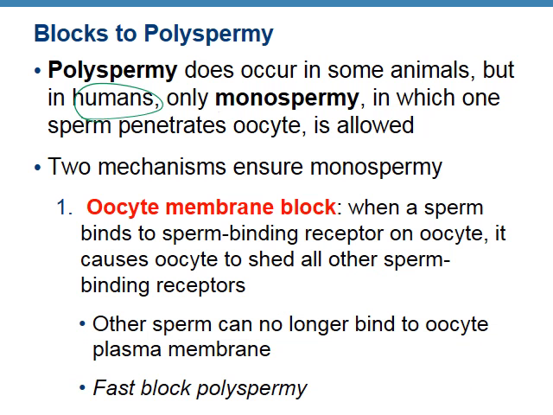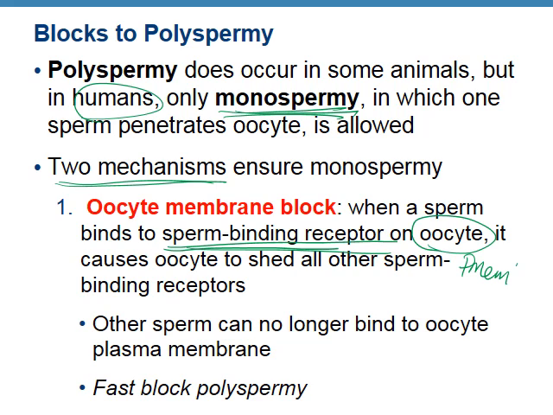So in humans, we want monospermy. There are two mechanisms that I just explained. This is kind of just the words. So basically, if the sperm binding receptors on the oocyte plasma membrane are all shed, then no other sperm, even if they made it through the zona pellucida, would be able to bind and get inside of the oocyte or deposit its DNA inside the oocyte. So we call this the fast block to polyspermy.